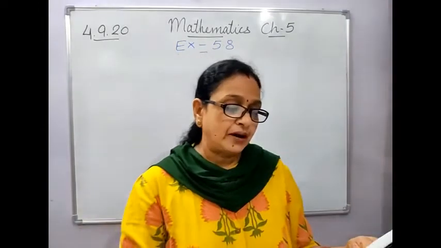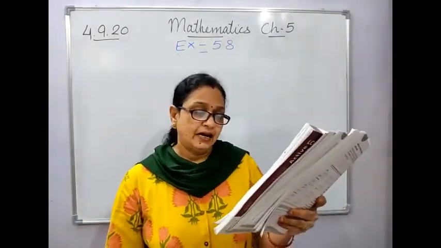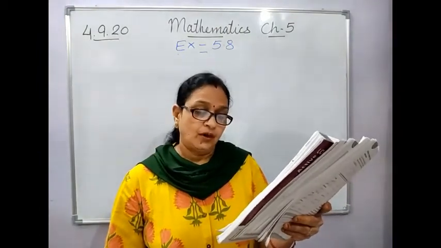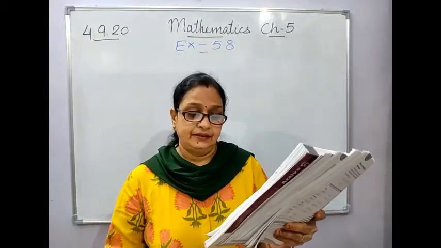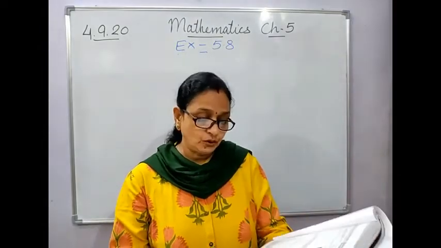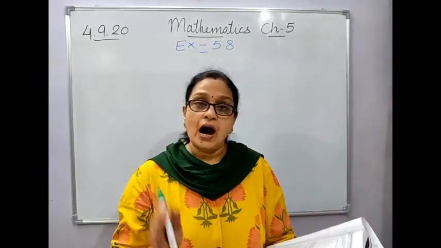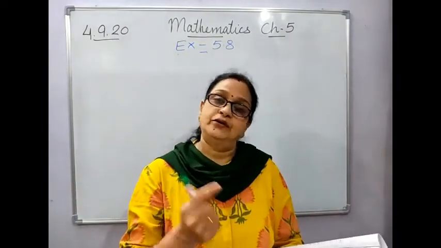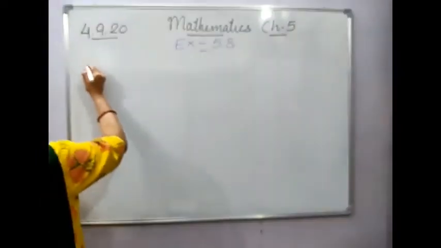So the last sum of this exercise. Last sum: a farmer decided to divide 4/5 of his land among his 4 sons. What share of land did each get? So you have to find out, there were 4 sons and 4/5 of the land was divided. How much each son got, you have to find out. So your statement will be, this is your 6th sum, the last sum.